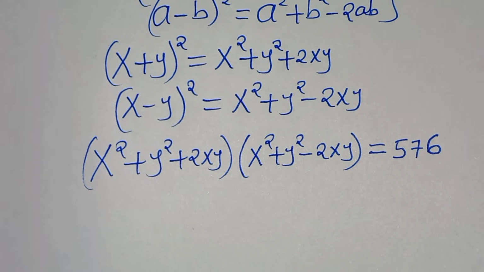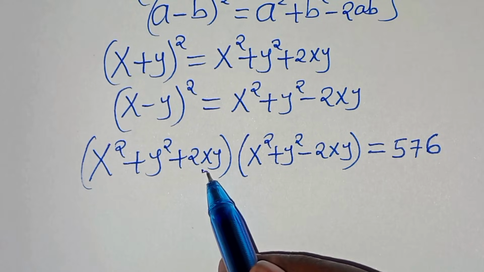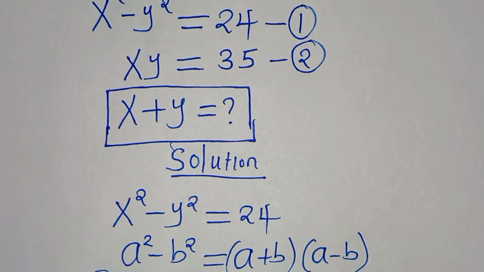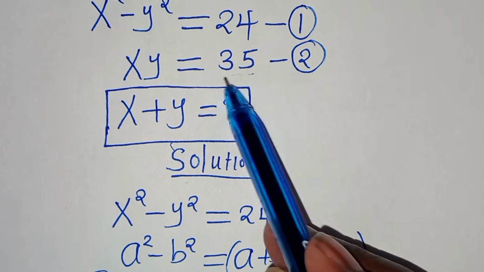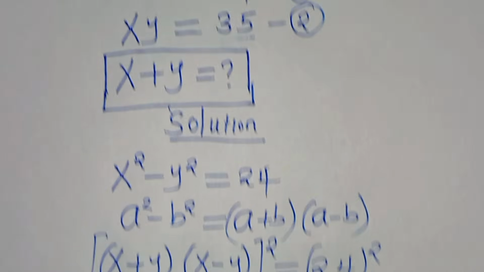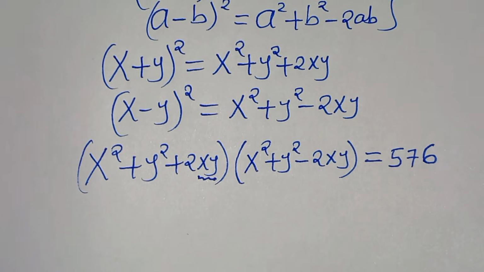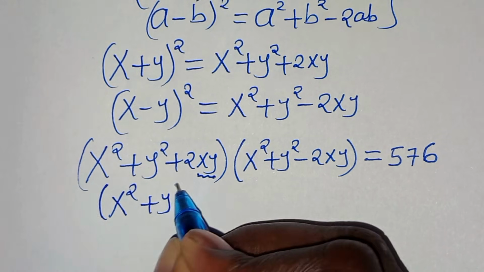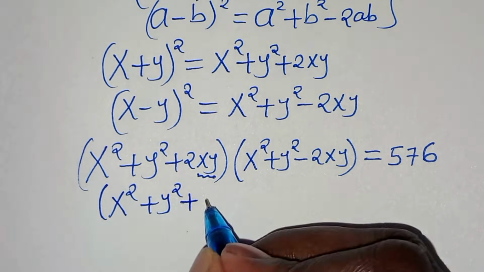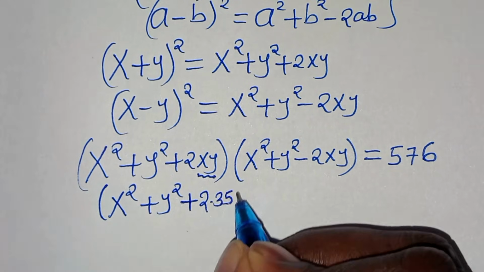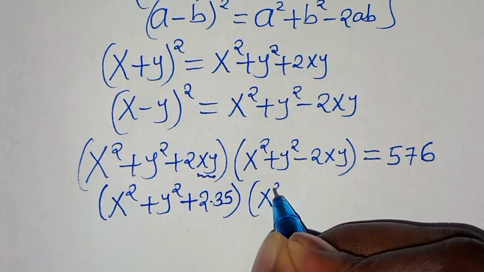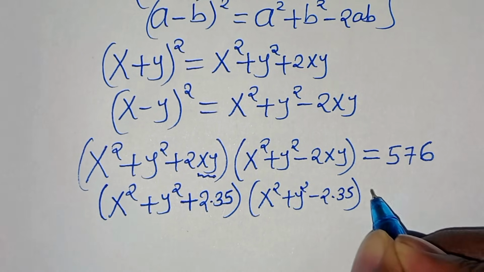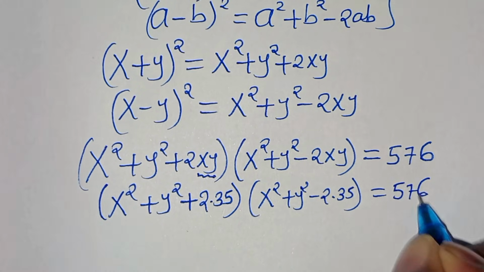Now, the next step from here, we have that x times y, this is what we have in equation 2 here. Equation 2, we have x times y, this is equal to 35. So let's substitute this 35. So that now we have x squared plus y squared, then plus 2 multiplied by that 35. Then here we have x squared plus y squared minus 2 times that 35. This is equal to 576.